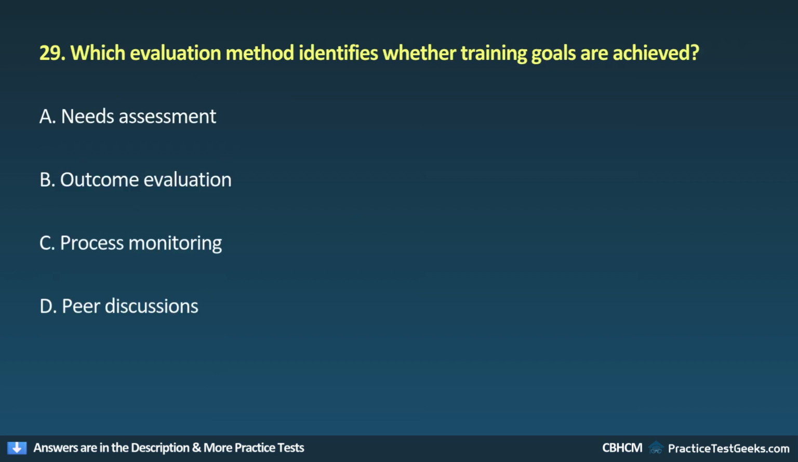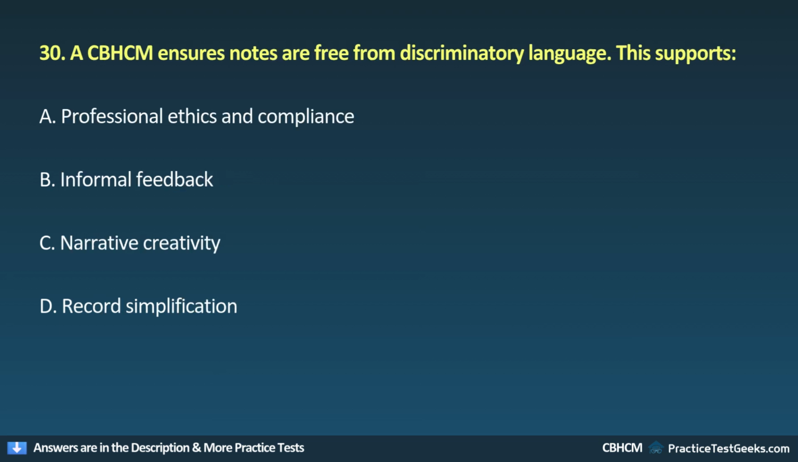29. Which evaluation method identifies whether training goals are achieved? A. Needs assessment. B. Outcome evaluation. C. Process monitoring. D. Peer discussions.